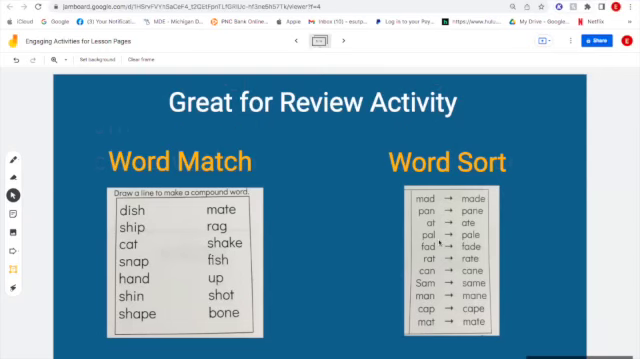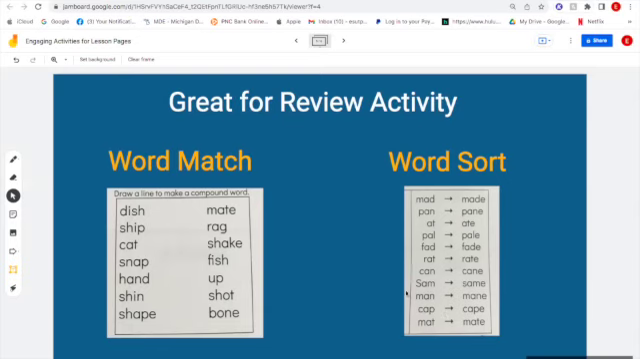You have some sections in boxes where you can draw lines to make a compound word. And instead of drawing a line to make a compound word, you can actually do a word match where you are putting the words onto cards and the child has to manipulate the cards and put them together. It's just much more engaging than just drawing a line to the words.